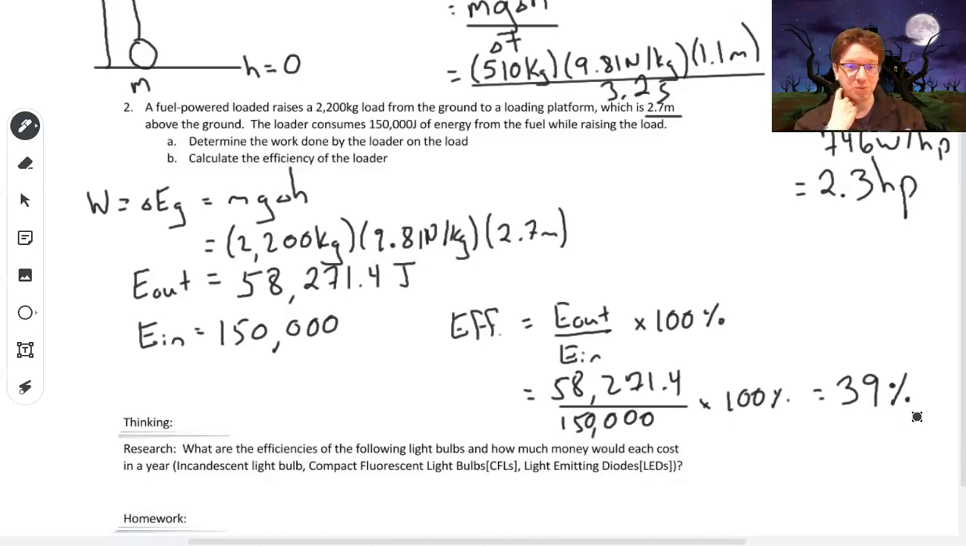Large machines will have a lot of moving parts. Those moving parts will have frictional forces, and frictional forces produce thermal energy. So a lot of energy is lost to heat.